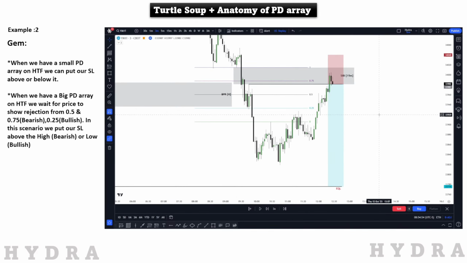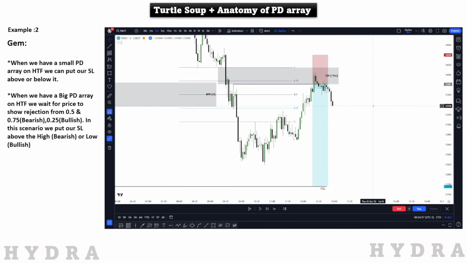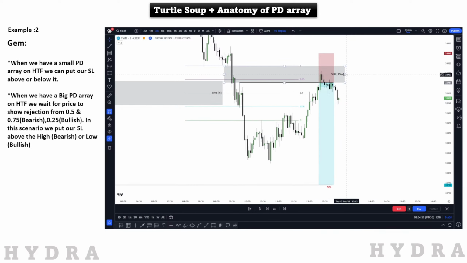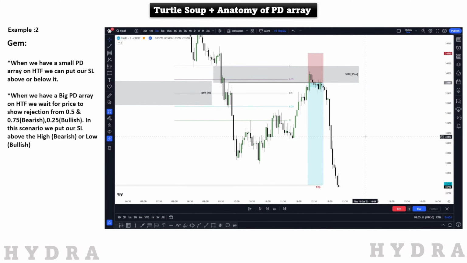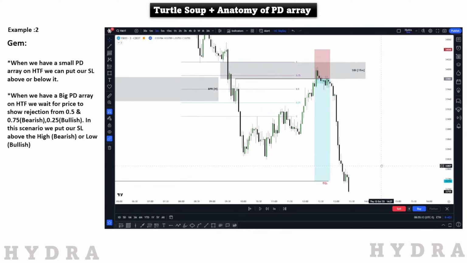Now let's see if price trades in our favor. And as you guys can see, price gave you multiple chances to enter here, and when price went below the 0.75%, it also retested the level again before going down. And price ultimately hit our TP at this level.